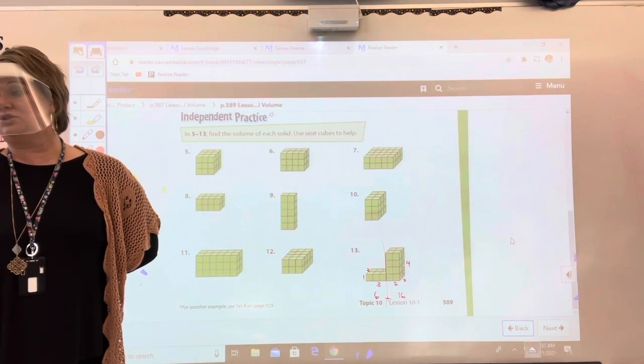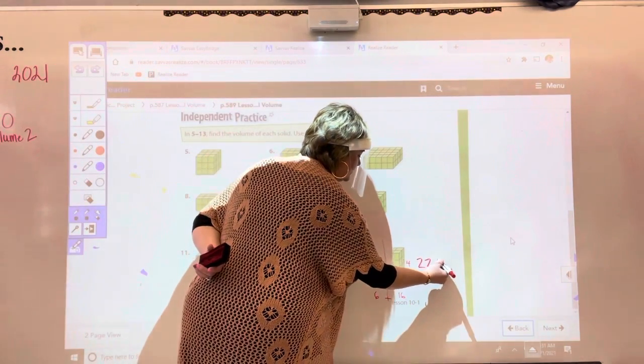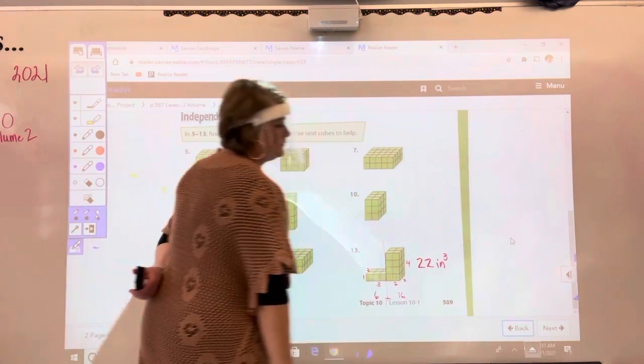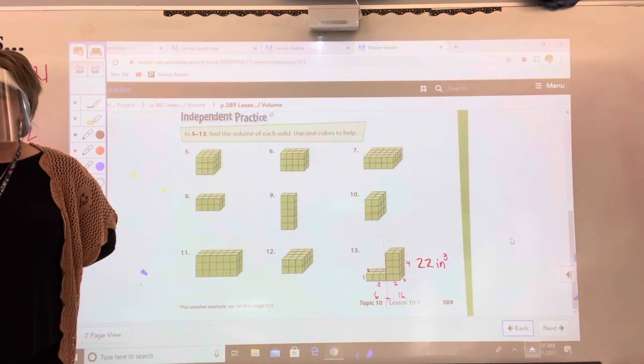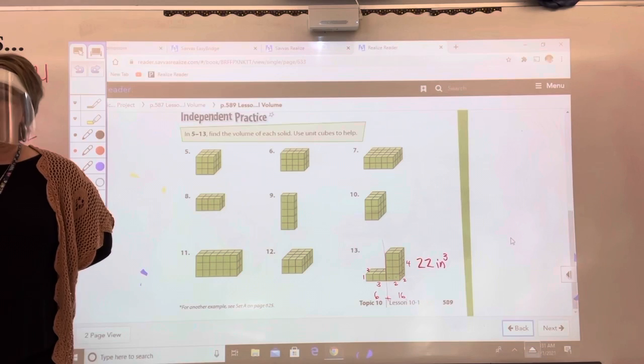22 inches cubed. Why cubed? Because it's 3-dimensional. It has height. It's not flat. It's not flat like a pancake.